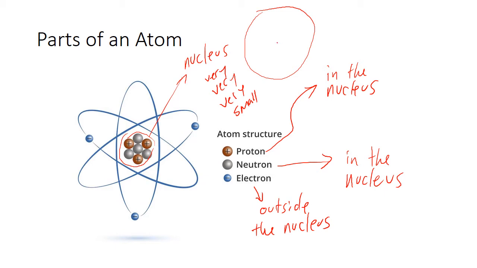So most of an atom is empty. Okay, so a lot of the space around an atom is just empty between the electrons and the nucleus. 99% of it is just empty.